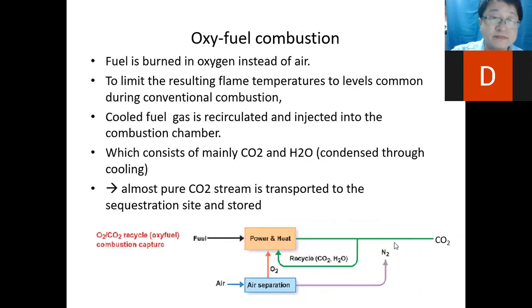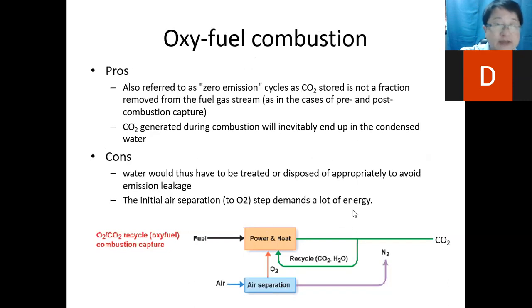Another one is called oxy-fuel. That is to burn the fuel with plenty of oxygen. So this is a way that we can collect carbon dioxide and then try to reduce the emissions to the atmosphere. And the advantage is that there's a zero emission cycle, as energy stored is sort of fractions removed from the fuel gas stream.